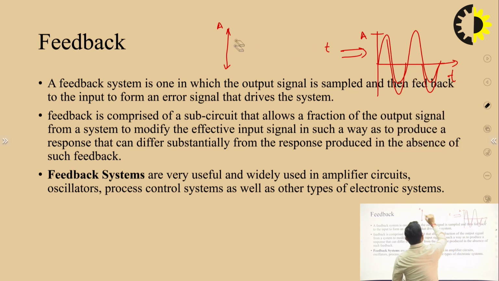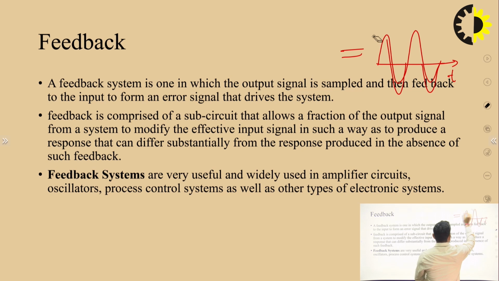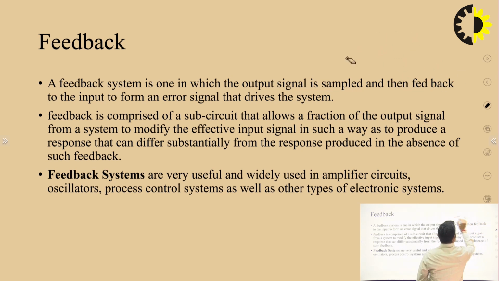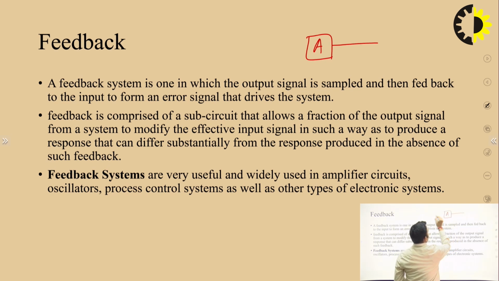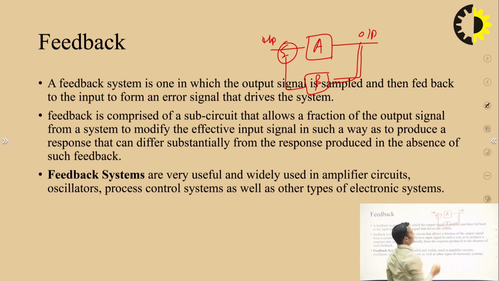And feedback is the concept in which we take some part of the output and then feed it back to the input. For example, if we have this amplifier A, with an input and here is the output, if you take some part of the output and then apply it towards the input, then this type of system is known as feedback amplifier.